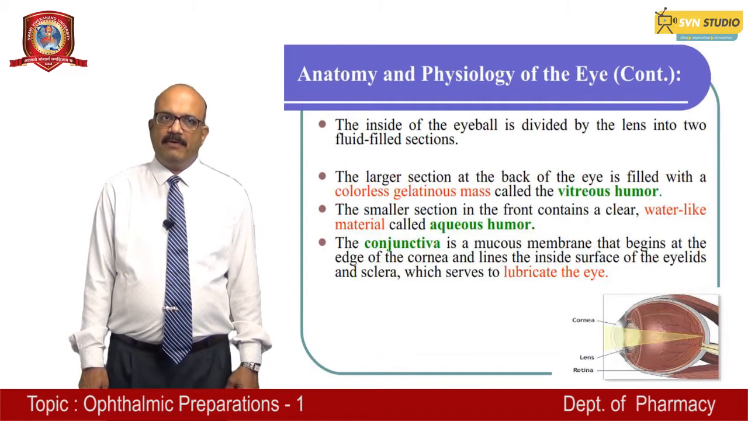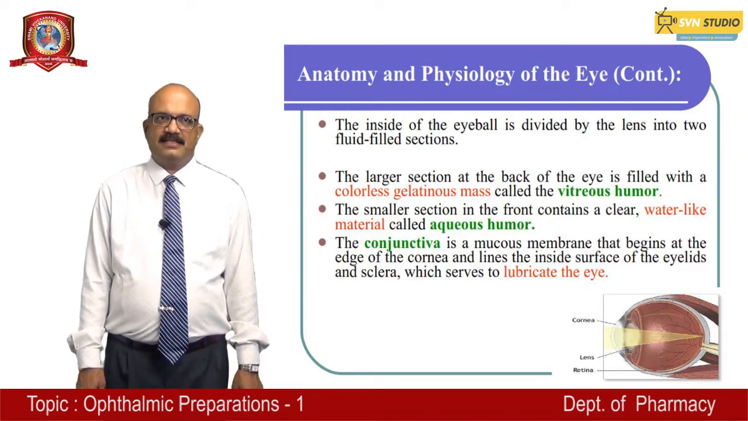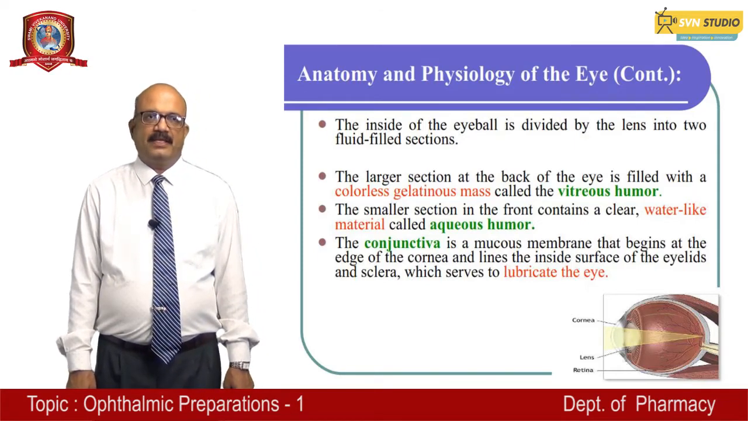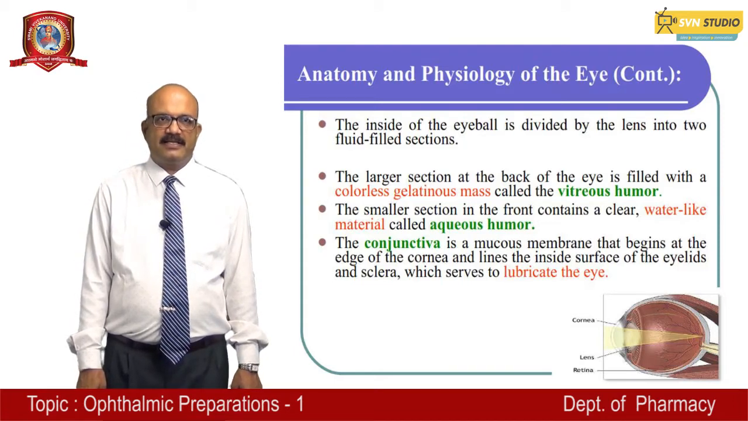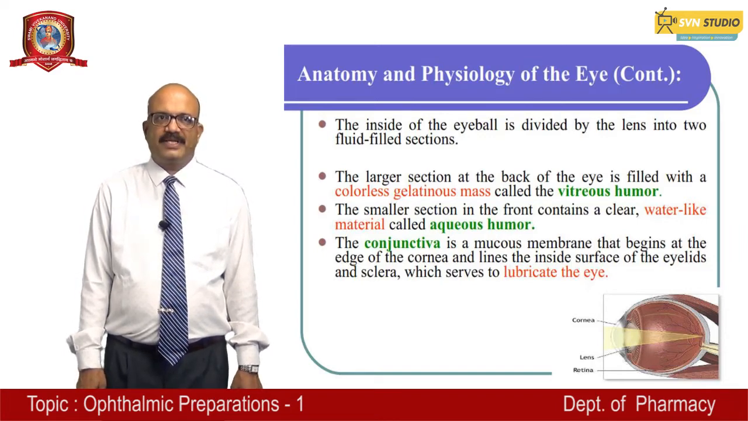The inside of the eyeball is divided by the lens into two fluid-filled sections. The larger section at the back of the eye is filled with a colorless gelatinous mass called the vitreous humor. The smaller section in the front contains a clear water-like material called the aqueous humor. The conjunctiva is a mucous membrane that begins at the edge of the cornea and lines the inside surface of the eyelids and sclera, which serves to lubricate the eye.